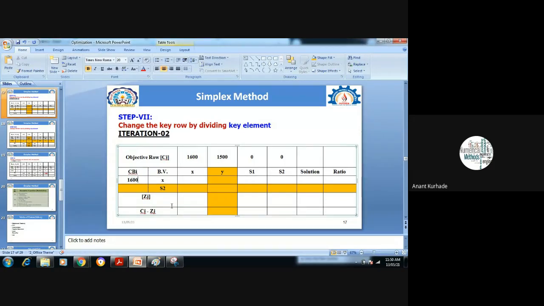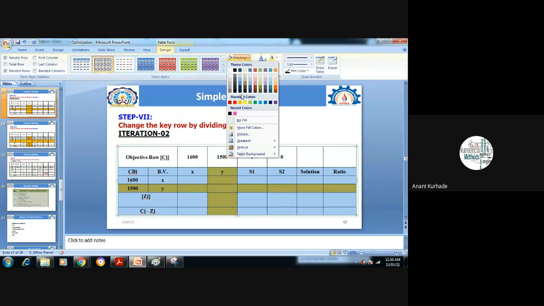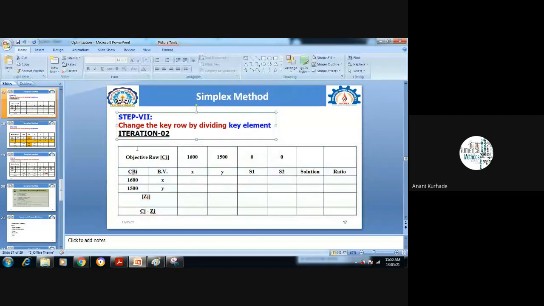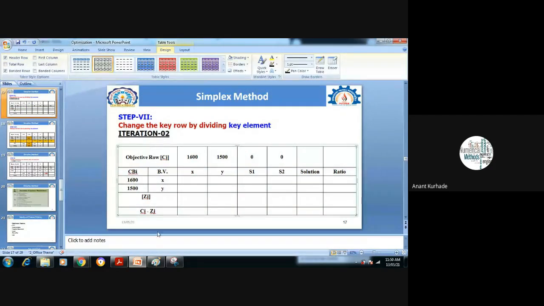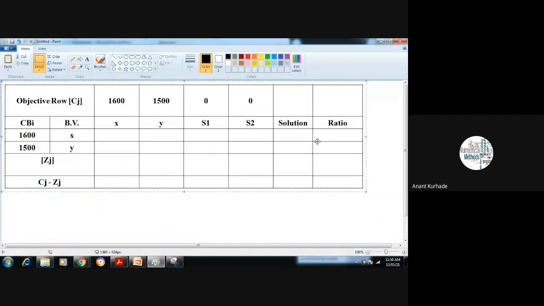Now tell me, Y is entering and S2 is leaving. Is it correct? For the next table, Y is entering, S2 is leaving. So while writing next, write down here Y, and then write down the coefficient. It is 1500. Okay, we have this one. So we make this and we'll find the final answer. See, within up to the second iteration, you will get this answer. Okay, 100%. Copy. Paste.